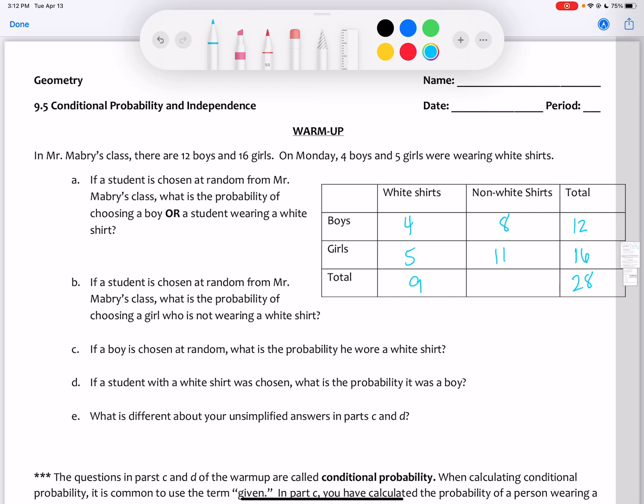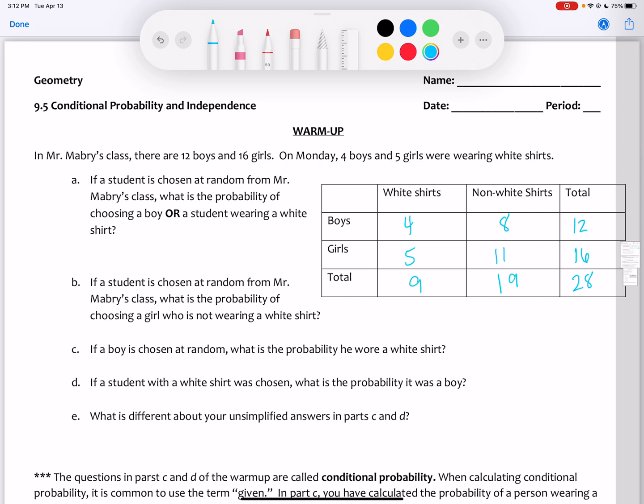Hey guys, today we're going to go over 9.5, conditional probability and independence, as well as going over some of those probability terms that we saw on Monday. So I just started by filling out this table. I've got 12 boys, 16 girls, 4 boys and 5 girls were wearing white shirts. That means that there's 8 boys and 11 girls not wearing a white shirt, for a total of 19 kids not wearing a white shirt.